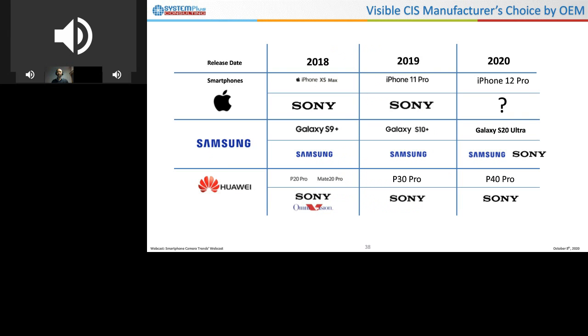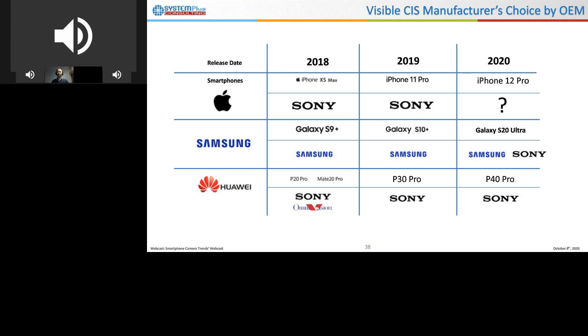This slide shows you which manufacturer each OEM chooses to integrate in its smartphone. For Apple, there has always been a Sony CIS for visible cameras for many years. For Samsung, they integrate only Samsung semiconductors. They want to keep it internally, but in their last smartphone, the Galaxy S20 Ultra, the telephoto camera on the rear face used a Sony die. Maybe for integration reasons, I will talk more about it after.